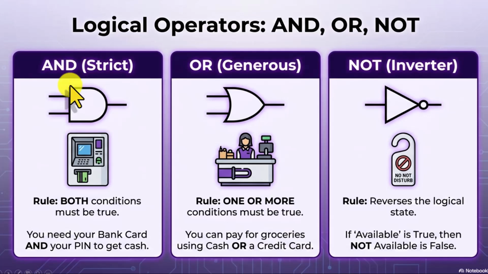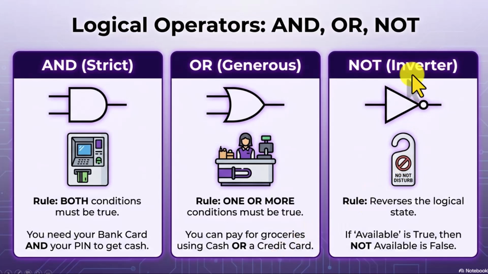The rule for AND is that it evaluates to true if both conditions are true. So both conditions must be true for the AND operator to evaluate to true. You need your bank card and your PIN to get cash. Then the second one is OR, which is a little bit generous: one or the other condition. Out of two or more conditions, if only one is correct, this will generate true. You can pay for groceries using cash or a credit card, so whichever is correct, that is all right.